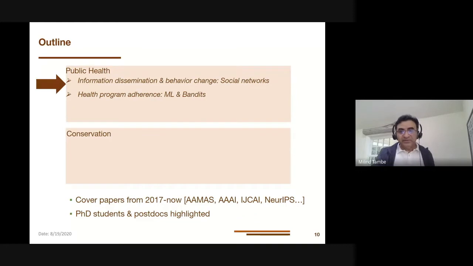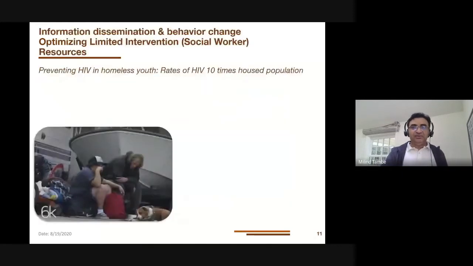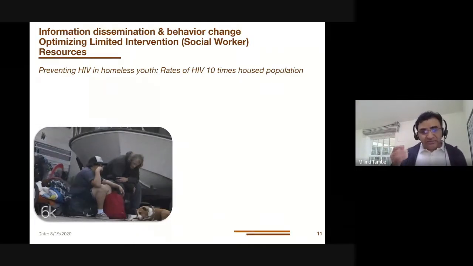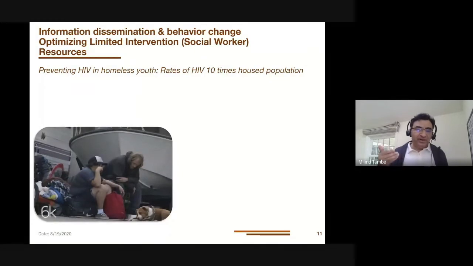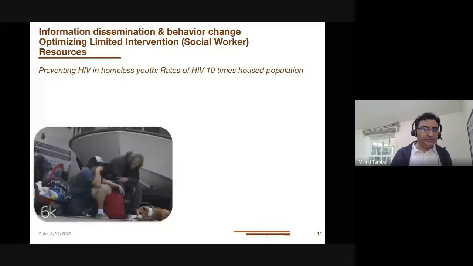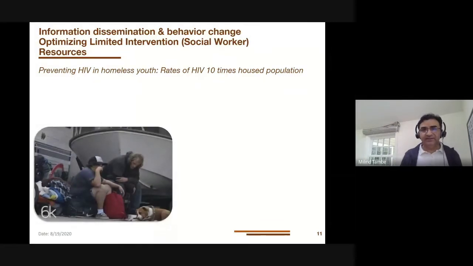So let's start with the information dissemination. So why is this problem important? Let's look at a very concrete example. This is work that we did while I was in Los Angeles. Right outside our university, there would be camps of homeless youth or homeless people. And in Los Angeles, there's a very large population of homeless persons. There are 6,000 youth who experience homelessness every night.